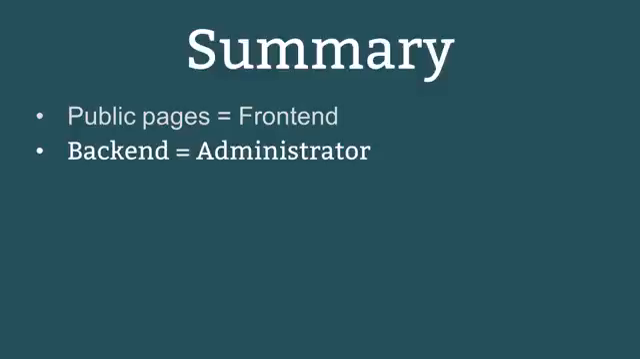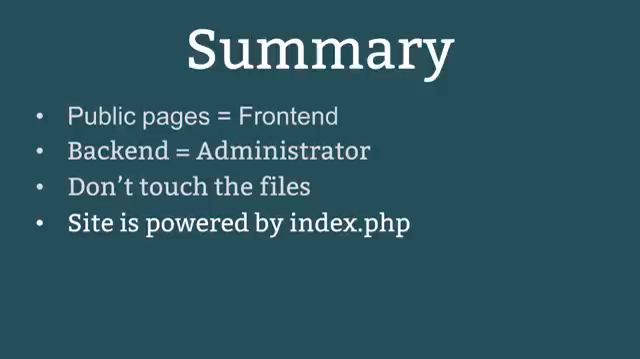This lesson has covered a number of concepts which will be explained further in the rest of this course. Here is a summary of the major points. The pages that your visitors can view are collectively known as the front end. The back end of the site, where you create content and manage the website is called administrator. A Joomla website consists of tens of thousands of files and folders. However, you don't usually need to directly access those files as everything is managed via administrator. The site is powered by a single file called index.php. But once again, you don't usually touch this file as it dynamically creates pages based on special parameters.